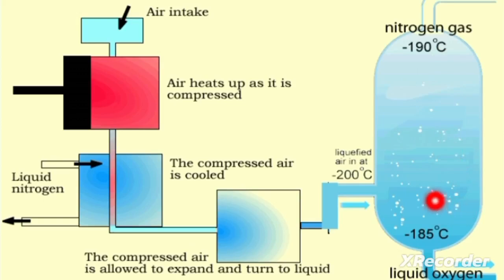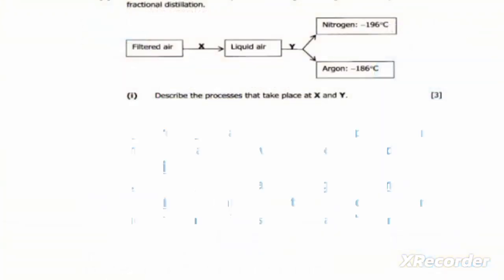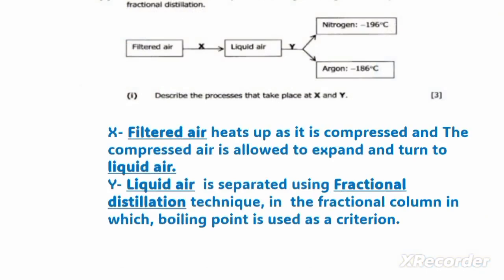Using the fractional column. So therefore, we are going to say liquid air at Y is separated using fractional distillation in the fractional column, in which boiling point is used as a criterion.